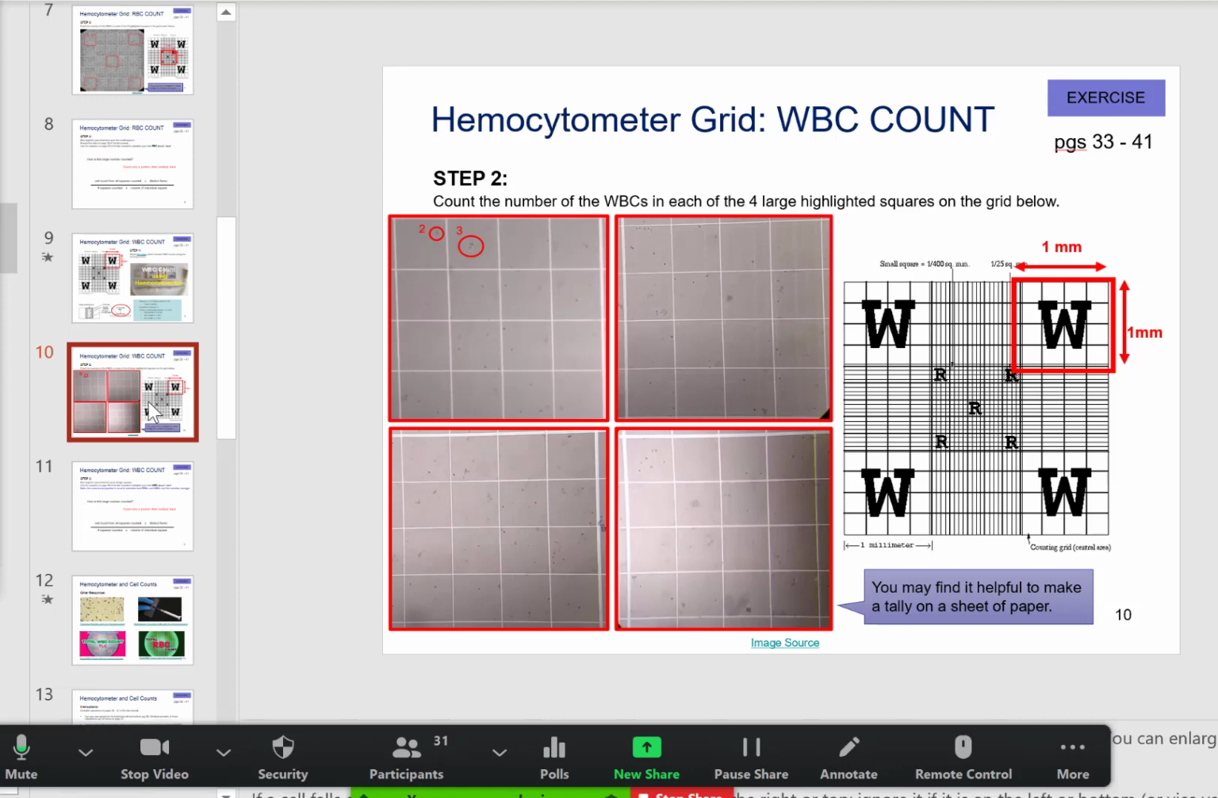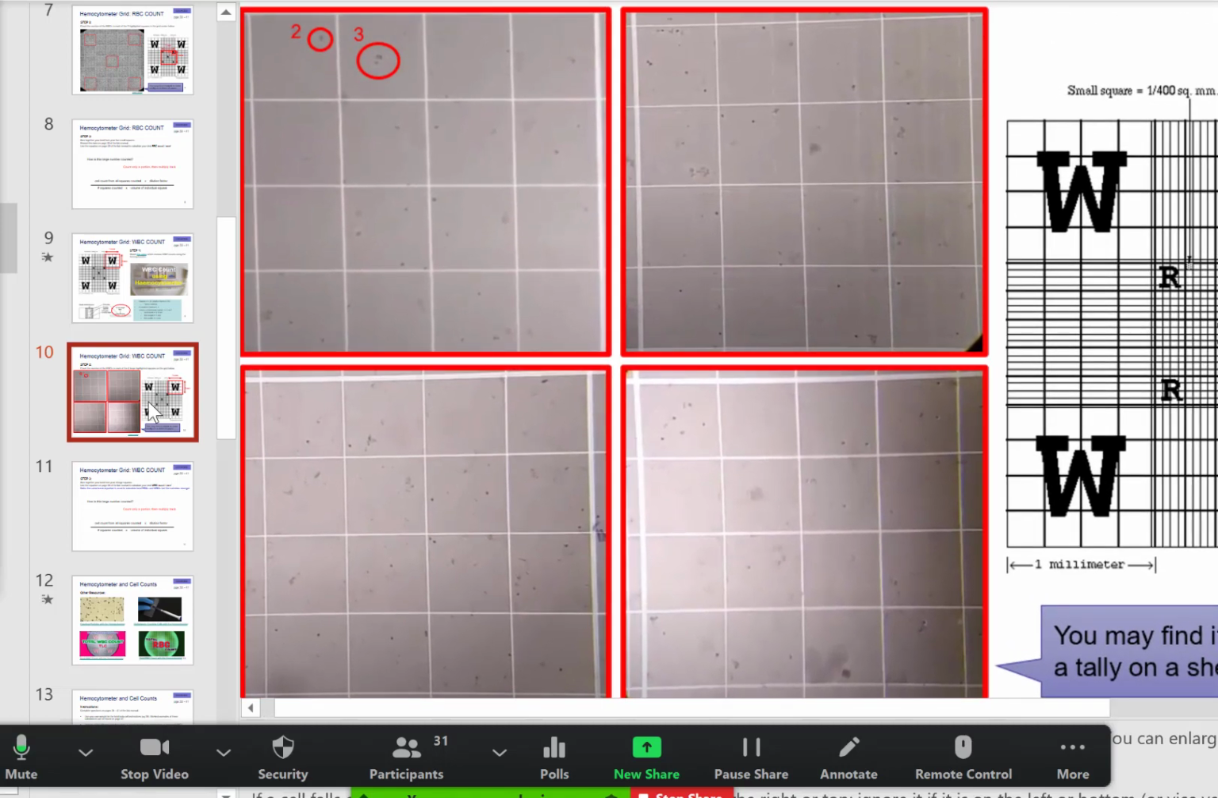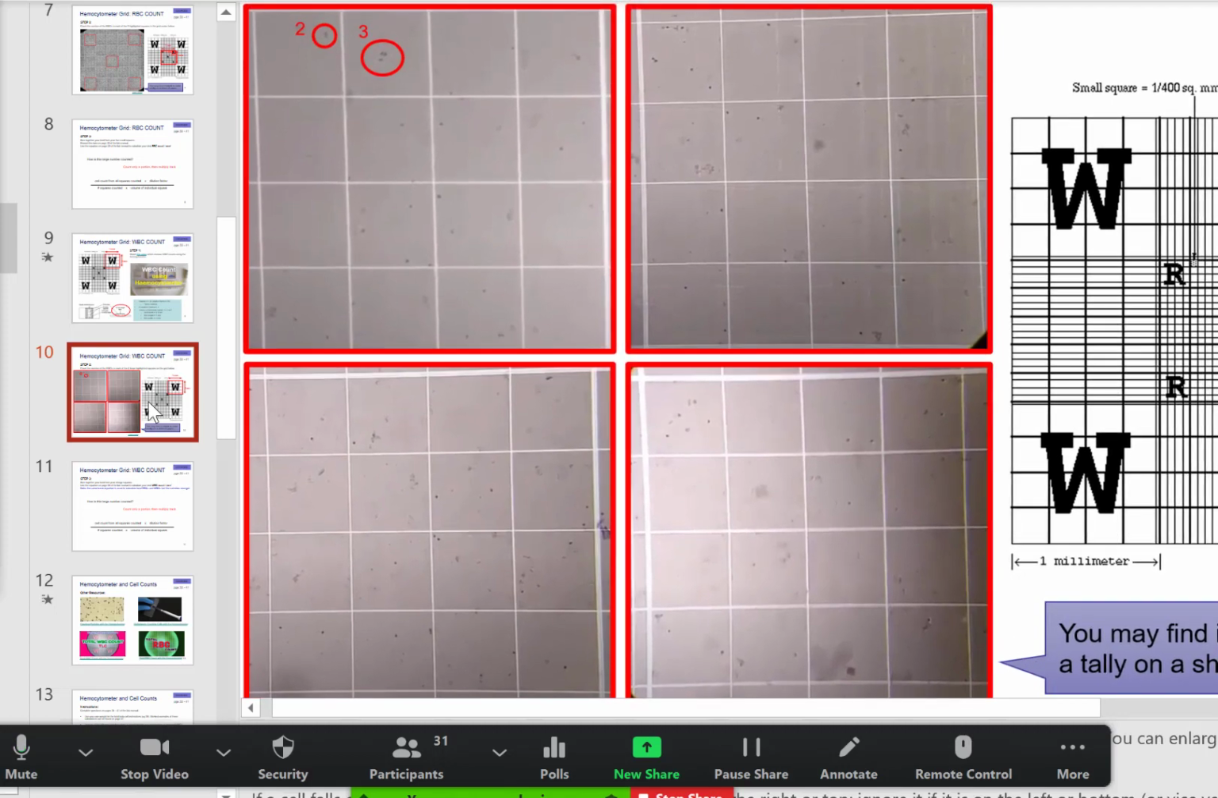You're going to be counting the 4 large corner squares that are shown on the hemocytometer grid. They're the ones that have the W for white blood cell. And these squares have the dimension of 1 millimeter by 1 millimeter and a height of 0.1. So we're going to have a different dilution factor. We have different volumes, and we're not counting as many squares. I'm going to expand my screen. Do your best to count the white blood cells, the little dots that you're seeing here. Take about 5 minutes to count, and then we'll see how close we get to each other.